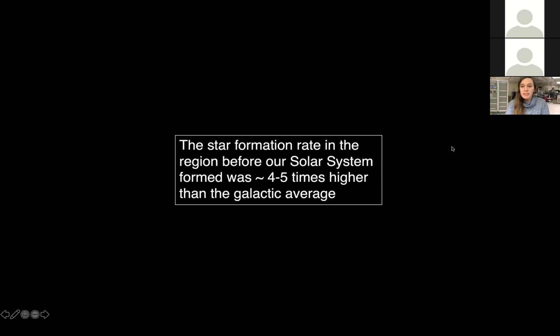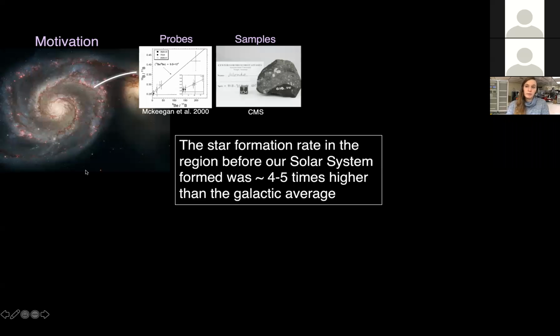So I'm going to start out with the conclusion of my work, which is that the star formation rate in the region before our solar system formed was about 4 to 5 times higher than the galactic average. So today, I hope to guide you through my research here and try to convince you that meteorites are very useful probes in learning about how the solar system formed and where it formed.